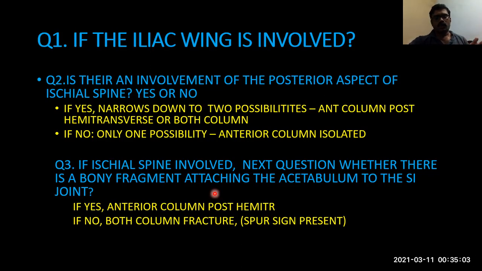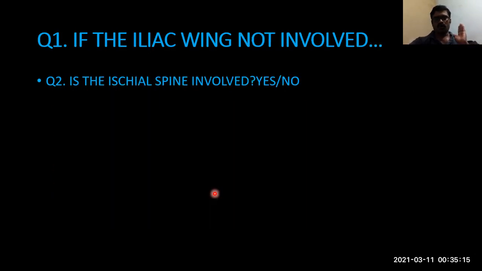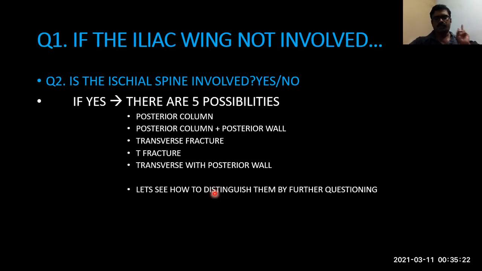Okay. Now, the first question was whether the iliac wing is involved or not. We discussed the three possibilities if the iliac wing is involved. Now, if the iliac wing is not involved, the answer is no. The next question is whether the ischial spine is involved or not. If the ischial spine is involved, yes, there are five possibilities now. It can be a posterior column fracture. It can be a posterior column with a posterior wall fracture. It can be a transverse fracture. It can be a T-type fracture. It can be a transverse with posterior wall. Let us see how to distinguish them by further questioning.